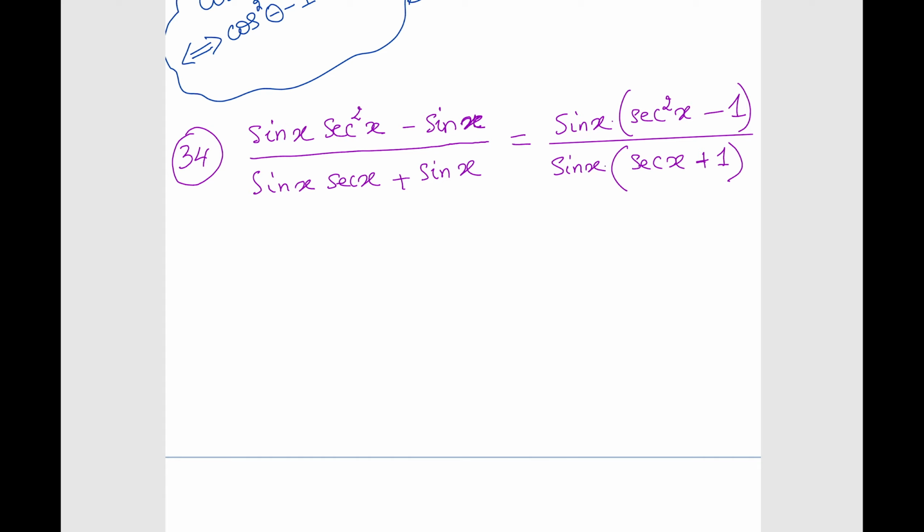Let's simplify now by this common factor upstairs and downstairs, sine. So let's simplify by sine upstairs and downstairs. And we get the quotient between secant squared x minus 1 divided by secant of x plus 1. Okay. All right. 1 is the same as 1 squared. Agree with me? 1 is the same as 1 squared.